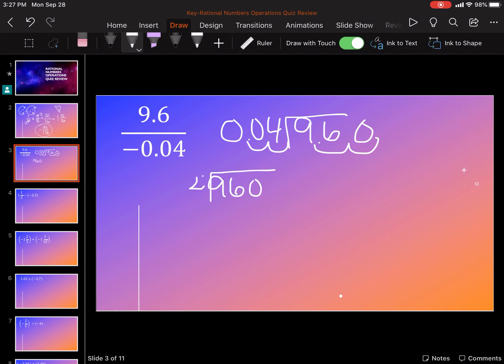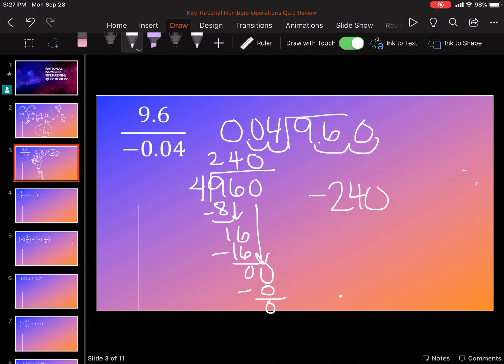I'm going to rewrite it just to make it a little prettier. 4 goes into 9 2 times. 1 left over, bring down the 6. 4 goes into 16 4 times. Bring the 0 down. Yes, you have to have the 0. 4 goes into 0 0 times. 0 left over. 1 positive and 1 negative, so our answer is negative 240. Remember, the fraction bar means division.